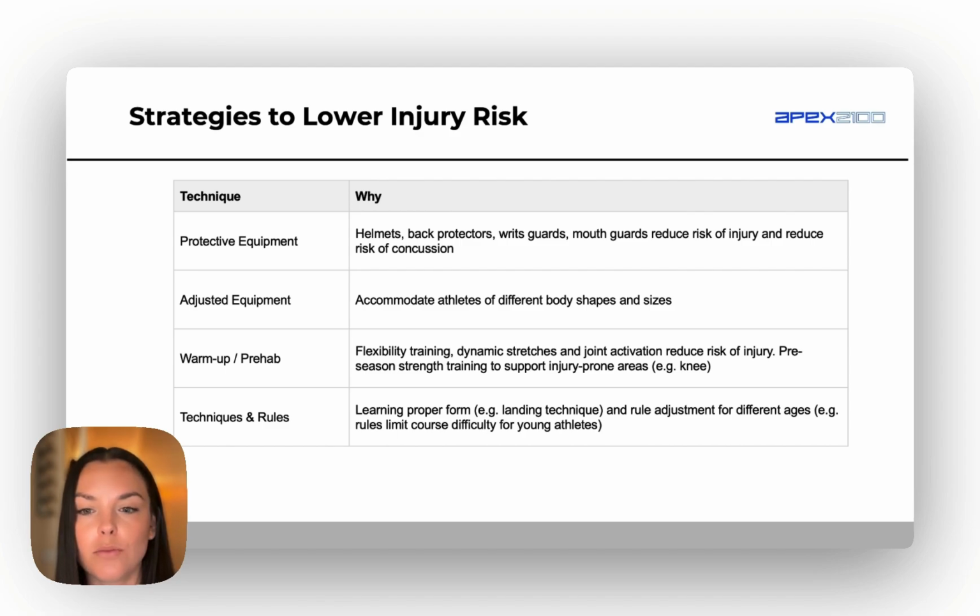Now, finally, technique and rules. So technique is super, super important. The foundation of injury prevention is technique. We need to learn how to maintain good technique, because bad form in any sport or in resistance training can put unnecessary stress on our muscles and joints and ligaments, leading to an injury over time. And then also considering the rules for different age groups. In contact sports for very young kids, they will have no contact rules until they get to an age where their bodies can handle that contact better.